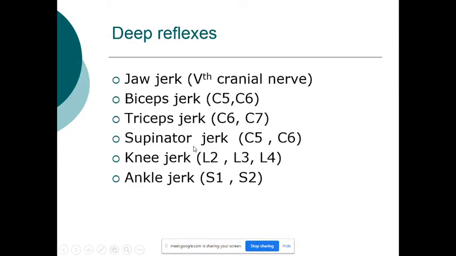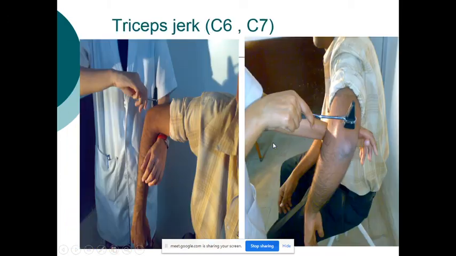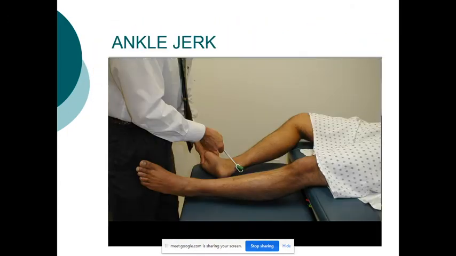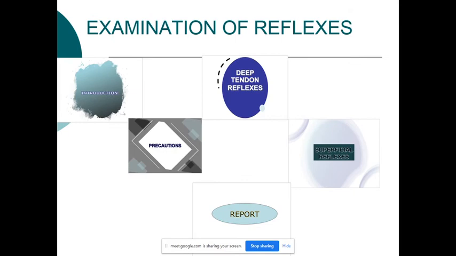But don't forget that the segments are different. Only the numbers you can remember like that. Because this is sacral segment, this is lumbar segment. Okay, that you have to be careful. So that is about the deep tendon reflexes. Okay. Next is the superficial reflex.